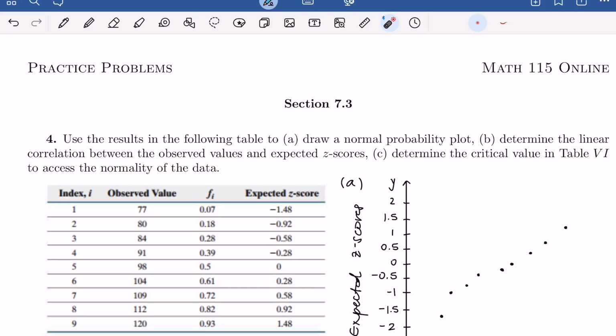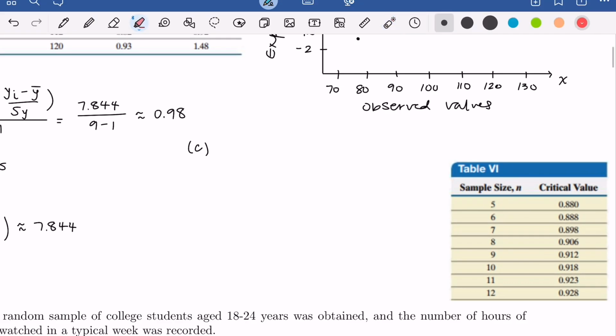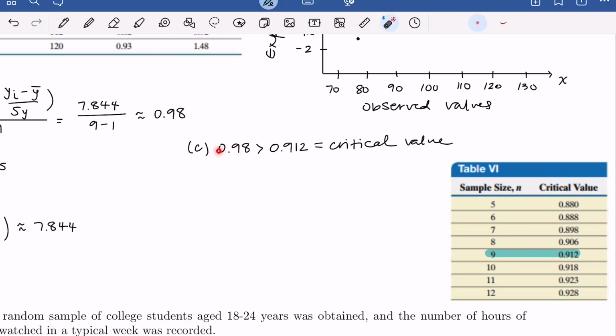Now, lastly, for part C, we want to determine the critical value in this table here to assess the normality of the data. So in this case, our critical value is going to be 0.912 since our sample size is 9. So since we have our correlation coefficient R is greater than this critical value, there's going to be evidence that this sample data comes from a population that is normally distributed. So this is purely just from this R value. So we'll write that here.